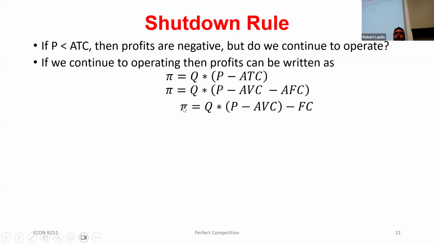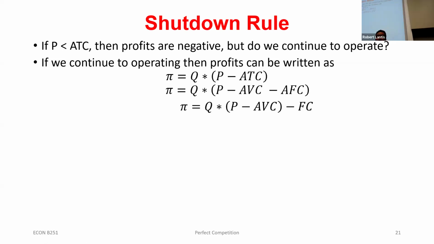Now, if I stay open, when would I be having lower losses? Anytime this value is positive. So if I stay open, what has to be true in order for staying open to minimize my losses? It would have to be that the price is greater than my average variable cost. That's the only way the second component of my profit equation would be positive. Now, if the price falls below average variable, well, then by staying open, my profits aren't just negative fixed costs, they're my negative fixed costs plus some additional negative value.